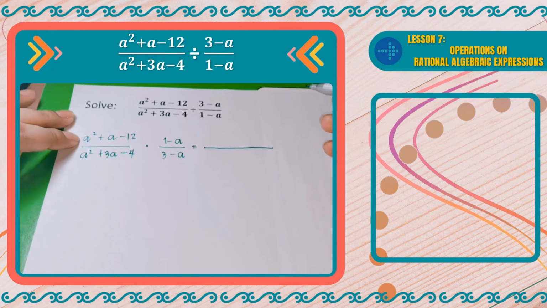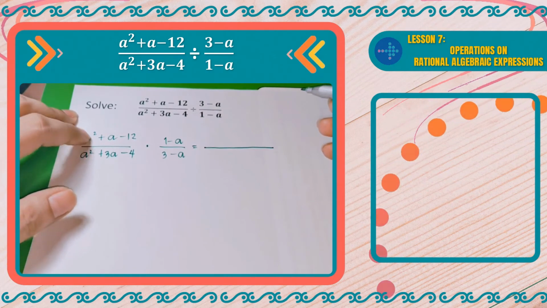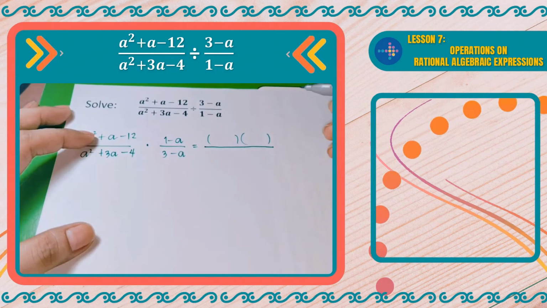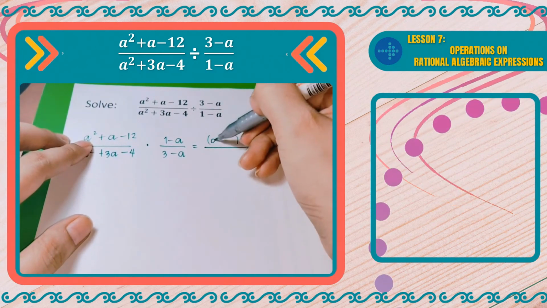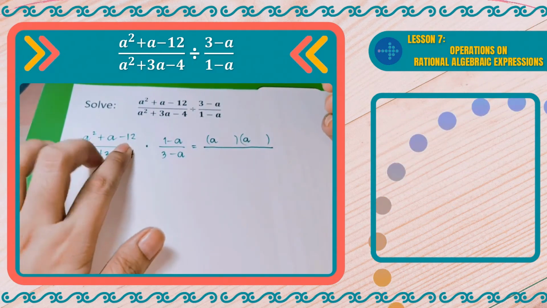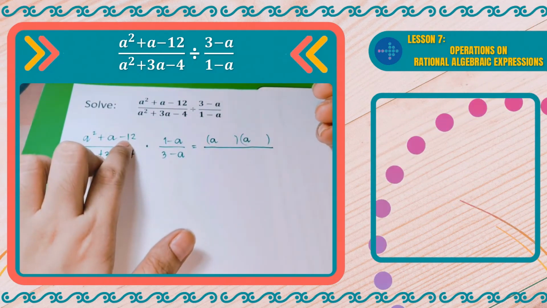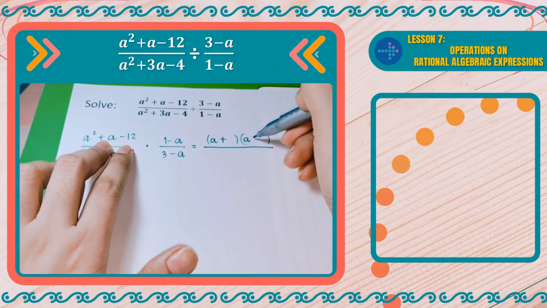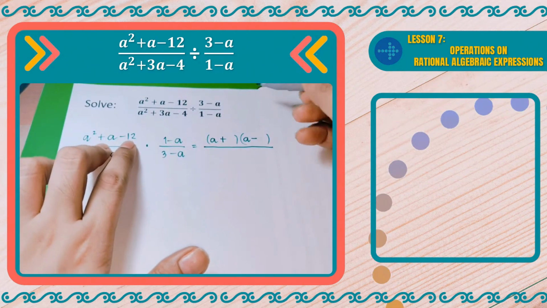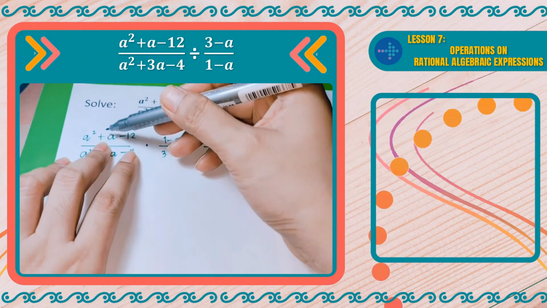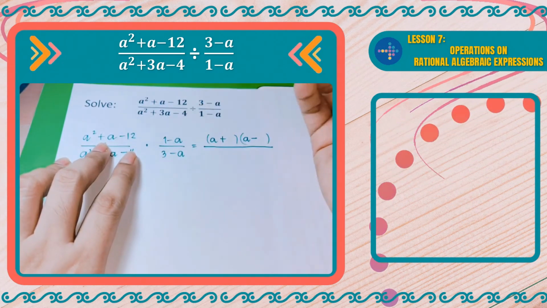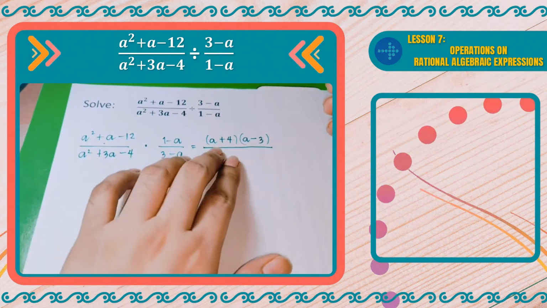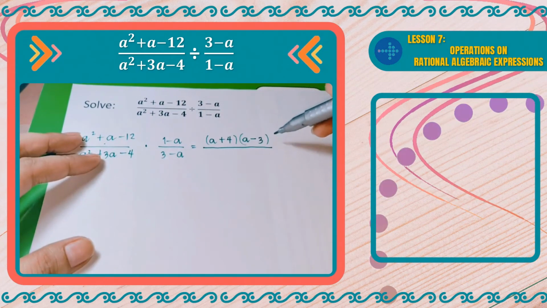So, the numerator a squared plus a minus 12 is factorable using general trinomial. And a squared means a times a. Since our last term is negative, they have different signs. The bigger number is positive, the smaller is negative. So, what are the factors of 12 that when added give positive 1? So, we have 4 and 3. So, its factors are a plus 4 times a minus 3.